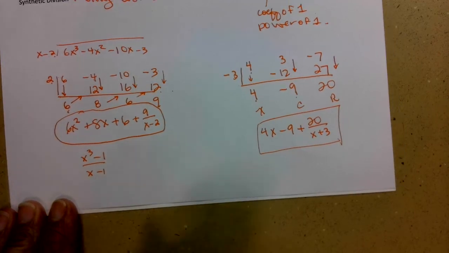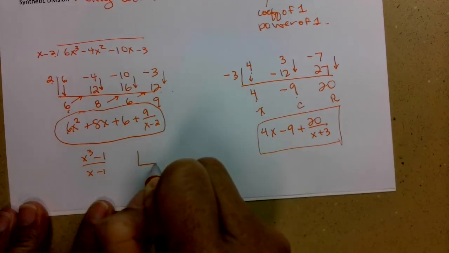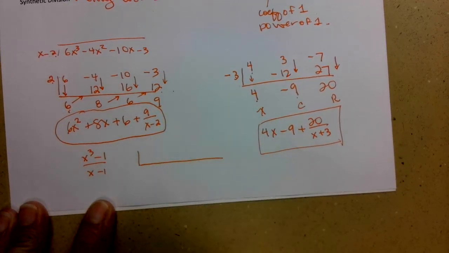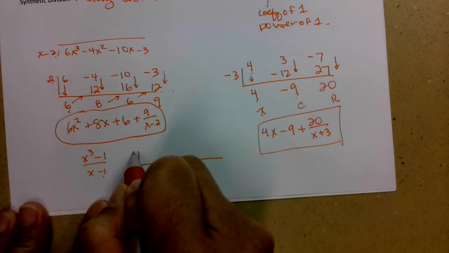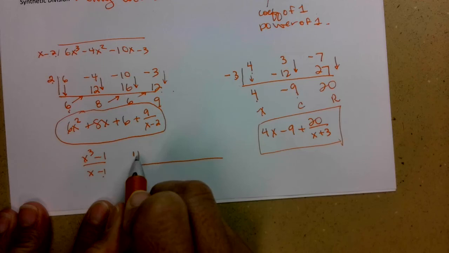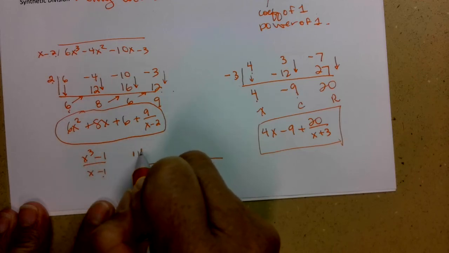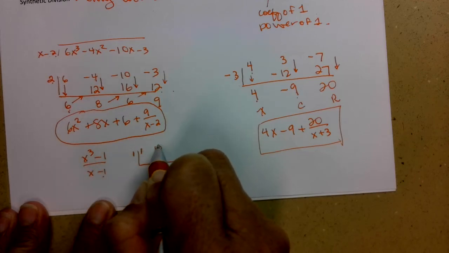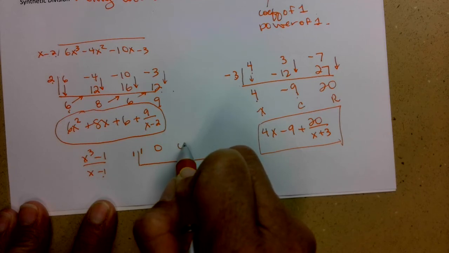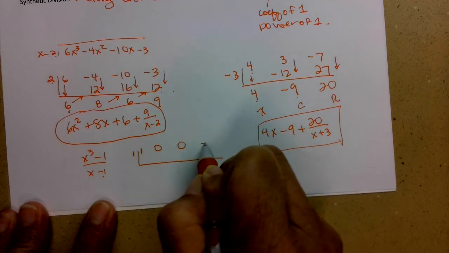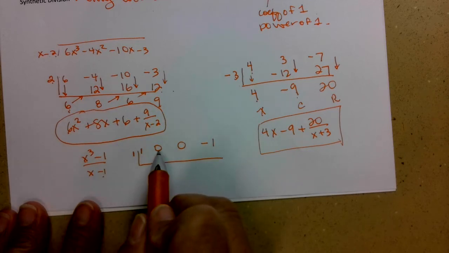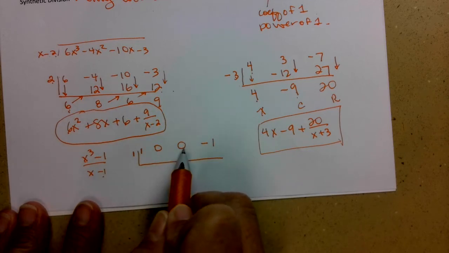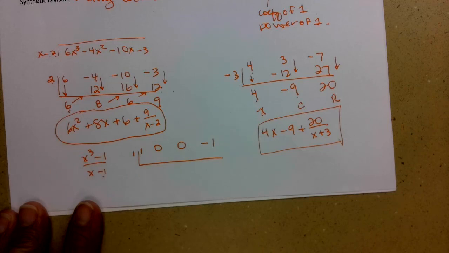Okay, so make sure I'm still on the screen here. Okay, so flip her upside down. So we have out in front, it's going to be positive 1. Inside here, I'm going to have 1x cubed, 0x squared, 0x to the first, minus 1 for my constant term. Okay, so I had to have placeholders for both the x squared and the x because they were missing in my dividend. Okay, here we go.